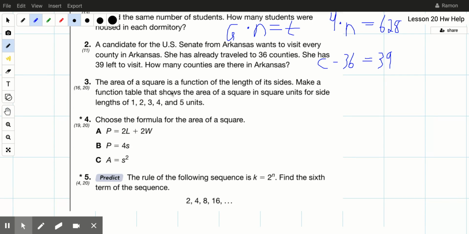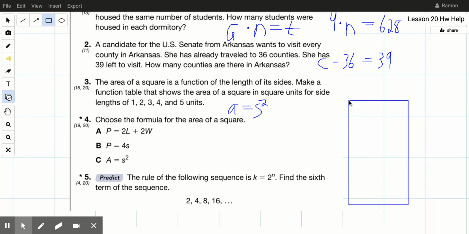Number three, the area of a square is a function of the length of its sides. So in other words, the area of a square is equal to the sides squared. Make a function table that shows the area of a square in square units for side lengths of 1, 2, 3, 4, and 5. So we're going to make a table, right?